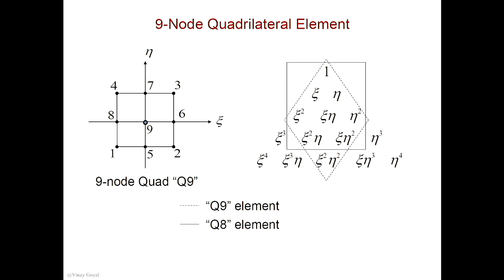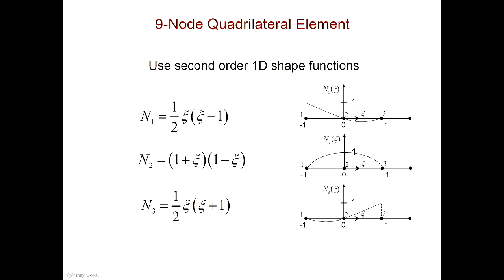This element is superior in many ways to the Q8 element. This is a Q9 element. The way you select the shape function for that, you go and add this extra term here. I can't add that one because I'll be biased. I can't add that one, so then add that one. Derive the shape function the same way as discussed before.